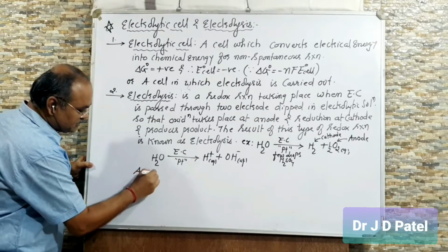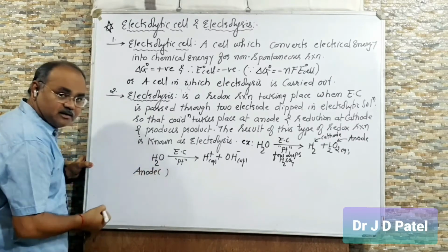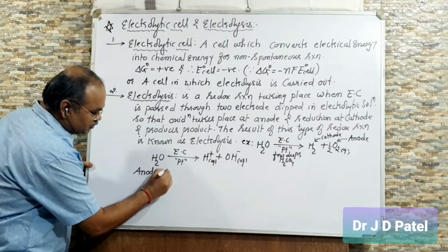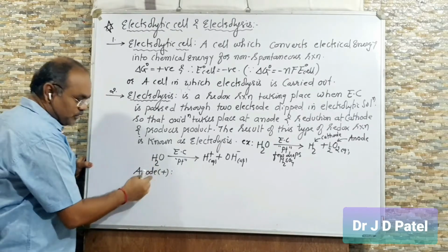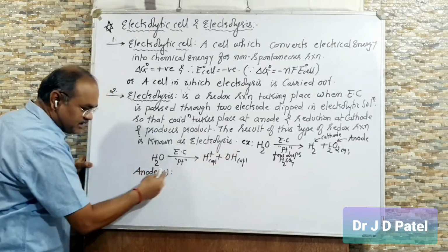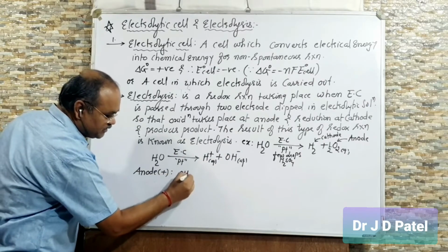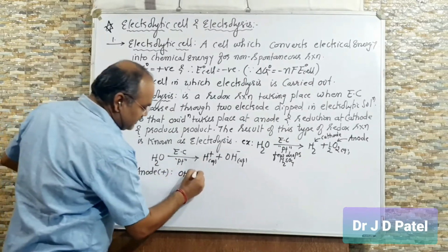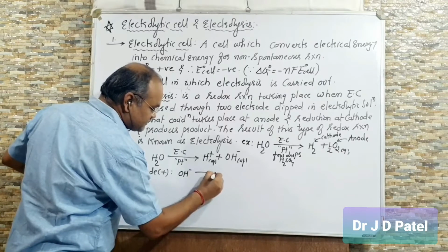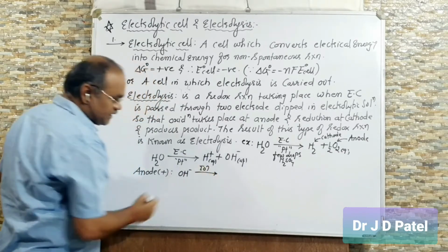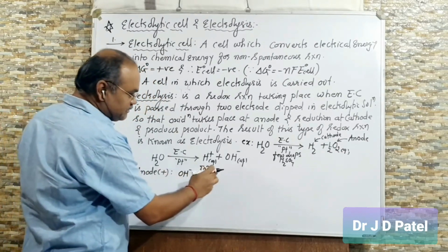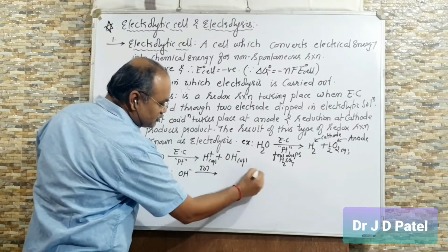In an electrolytic cell, the anode is positive. So at the positive electrode, negative ions will be attracted, so OH minus will be attracted here. And at the anode, oxidation takes place. Oxidation means loss of electron, so it will lose electron.